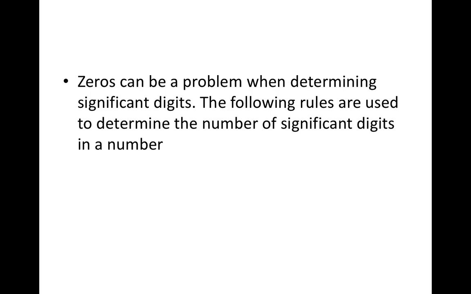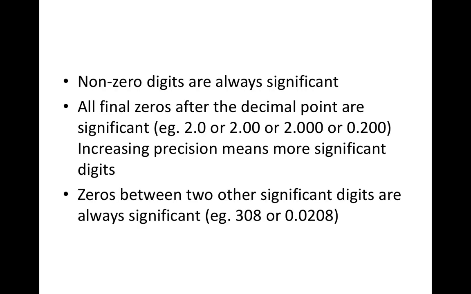Zeros can be a problem when determining significant digits. The following rules are used to determine the number of significant digits in a number. Non-zero digits are always significant. All final zeros after the decimal point are significant.